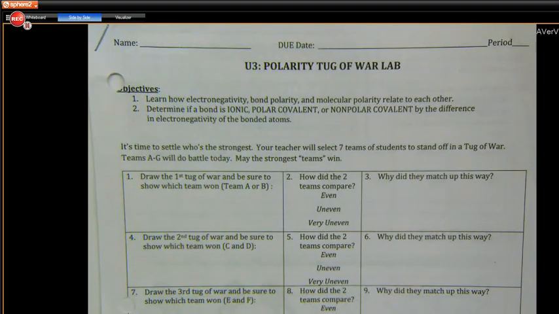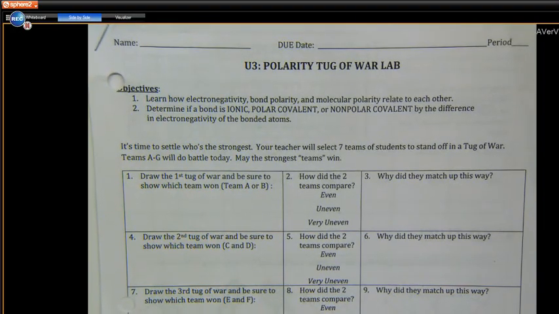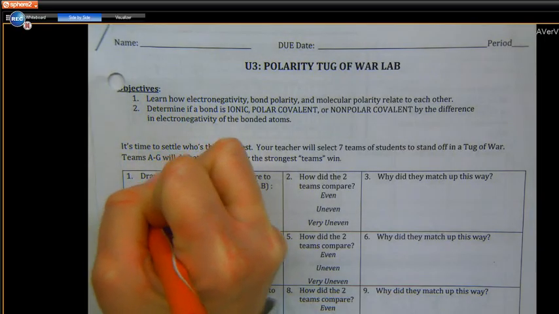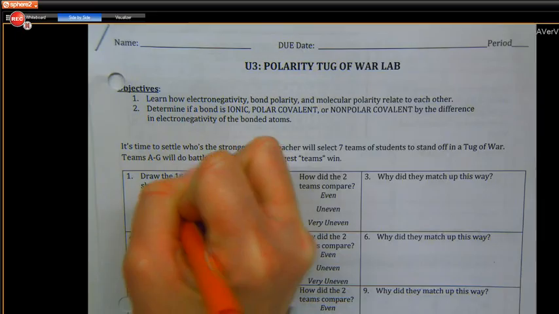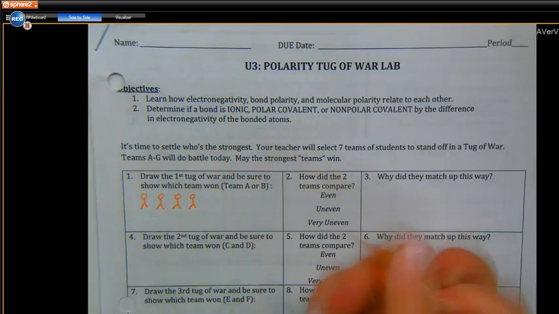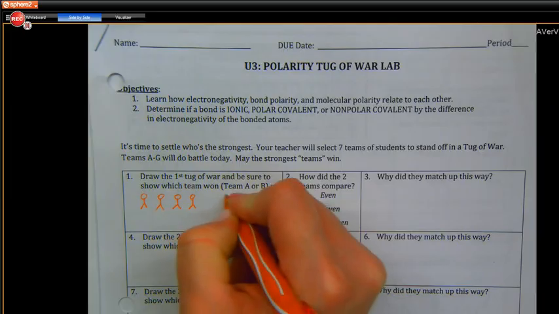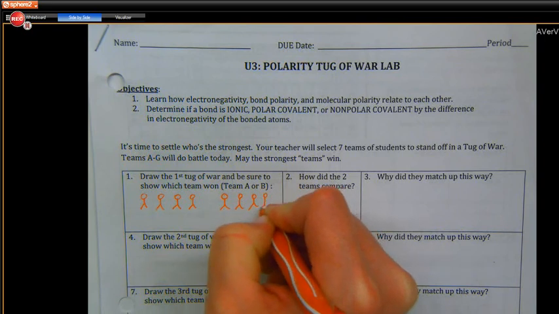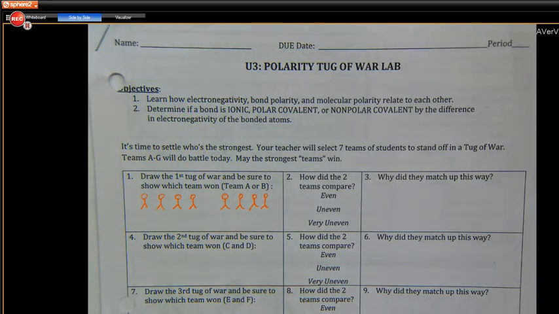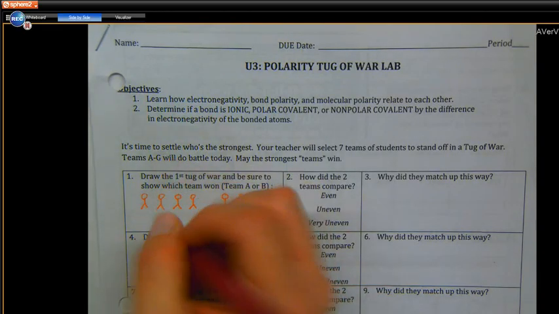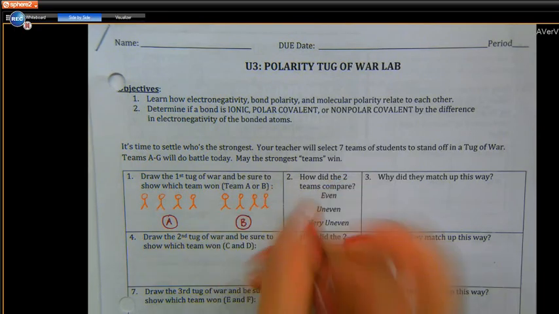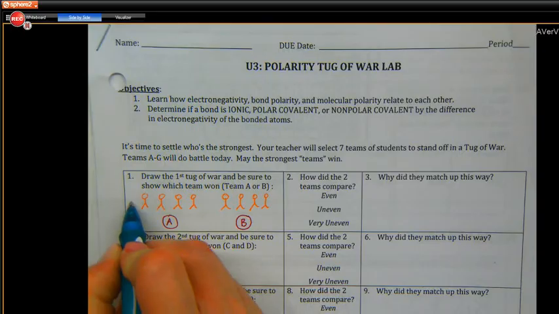So in the first tug of war, we're going to have a team A and a team B, okay? Team A is going to be over here on this side, and I'm going to draw 4 team members. And team B is going to be over here on the right side, also with 4 team members. So again, this is team A, and this is team B. And you can imagine that these guys are holding a rope, and that there's kind of the center point.